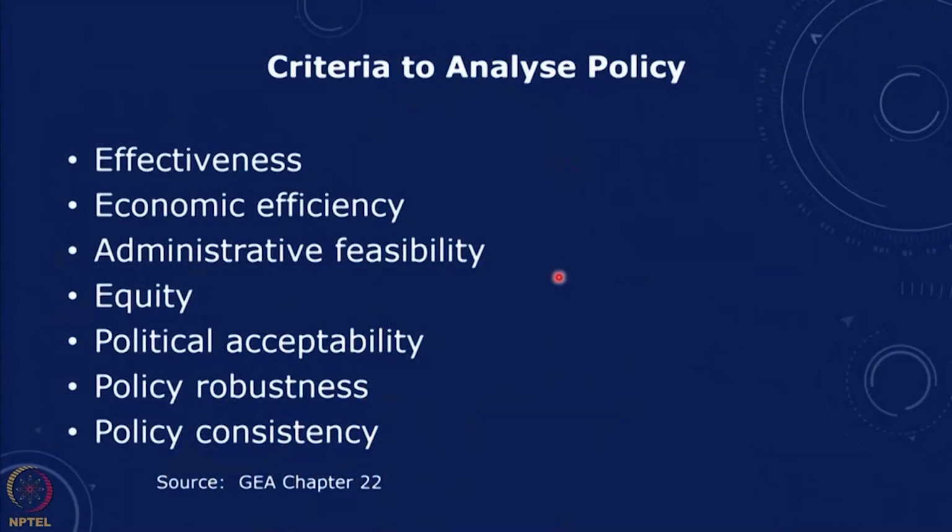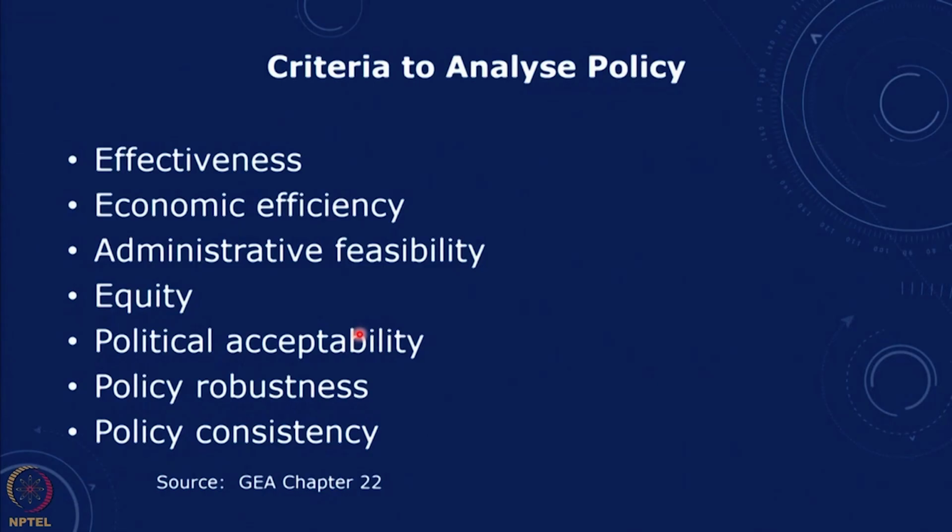So what are the criteria to analyze policy? Again, this is from the Global Energy Assessment chapter 22. We can look at the effectiveness of the policy. Effectiveness will be judged in terms of its ability to meet the goal that was set. We can look at the economic efficiency: in terms of overall economics, is there a surplus or a loss, does the consumer and producer surplus decrease, and what is the overall impact on the GDP or on the income of the different stakeholders. We can look at administrative feasibility: how easy and cost effective is it to implement, and is there a possibility that there will be distortions.